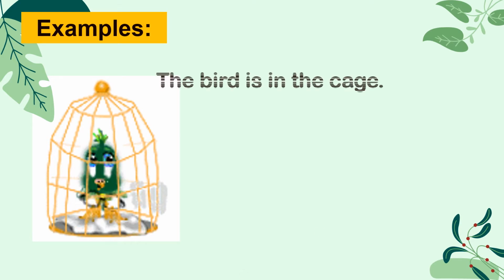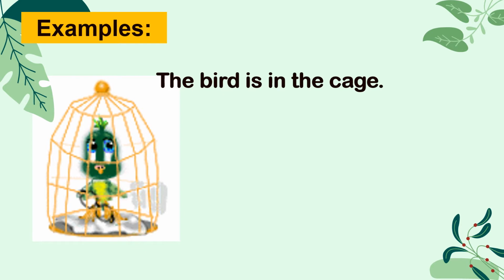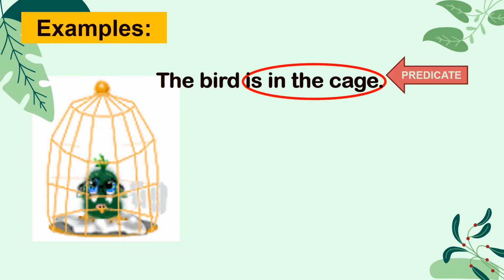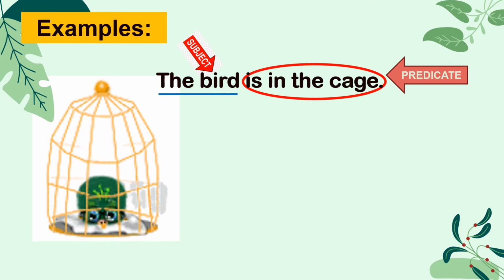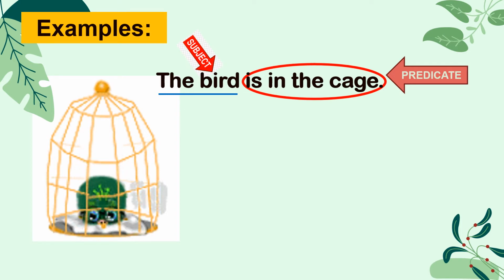Examples. The bird is in the cage. Now, in this given sentence, what do you think is the predicate? Remember, the predicate is the one telling us or describing to us what the subject is doing. If you say is in the cage, then your answer is correct. The bird is the subject and it is the one being described. And this sentence tells us that the bird is in the cage. If you notice, we started off our predicate with the linking verb is. So kids, always remember that a predicate begins with a linking verb or action verb.